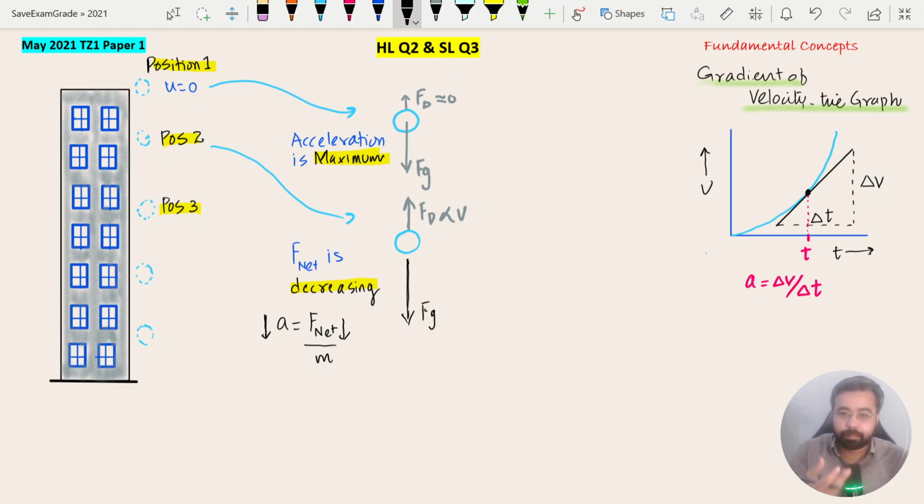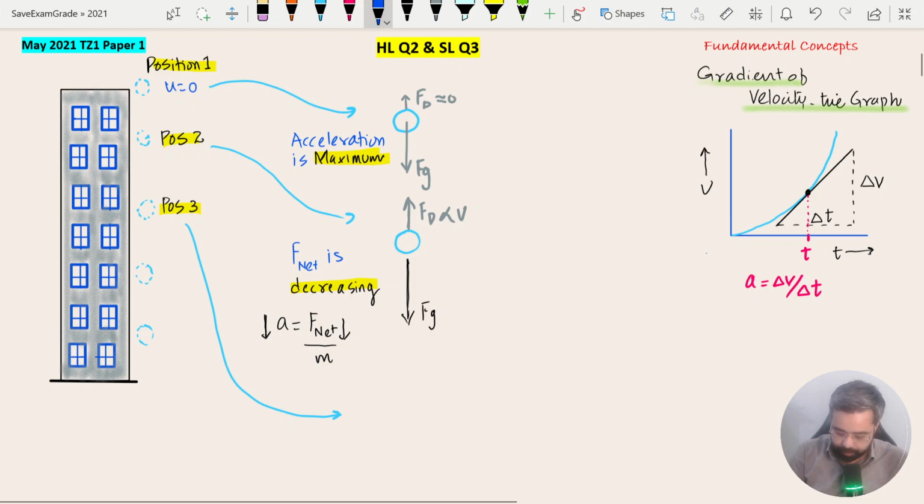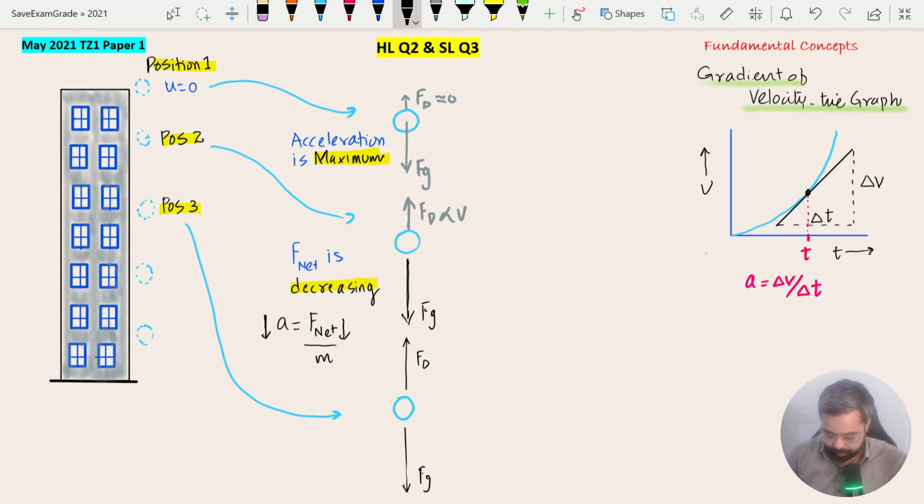But what about the speed? Speed is increasing because it is gaining more and more kinetic energy. At position 3, let's assume that at this instant the drag force has increased to the extent that it is now equal to the downward force, and now this body has achieved terminal velocity, meaning it has started moving with constant velocity, which is called terminal velocity.